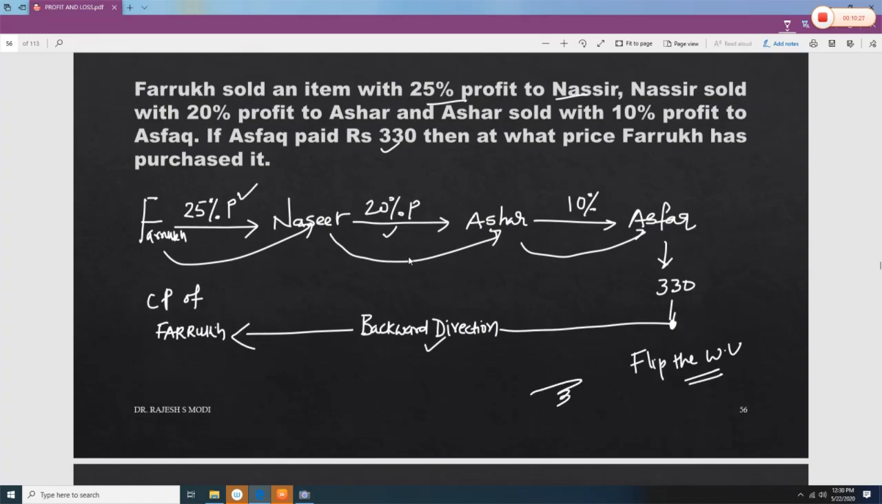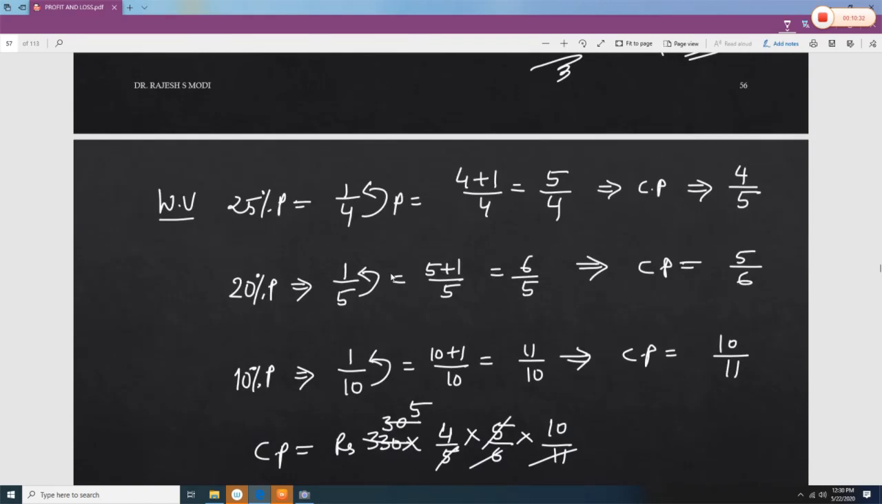Remember this very important thing. Now we have to calculate the whole value. First, 25% profit, because it is the selling from Farooq to Nasir. So 25% means 1 upon 4, and the whole value will be 5 over 4, and because you have to find out the CP, you have to flip this figure. So 5 over 4 becomes 4 over 5. Then 20% profit from Nasir to Asar. So 5 plus 1, so 6 over 5, and then again you have to find out the CP, so you flip this value, that comes to 5 over 6.